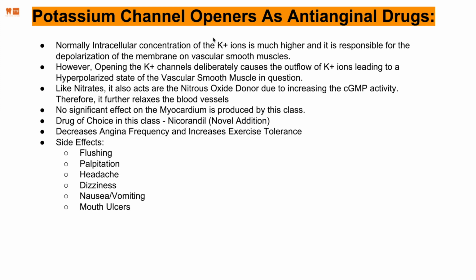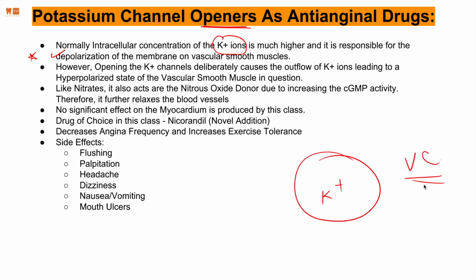Potassium channel openers. I kept stressing in the earlier section of the lecture why opener is so important. Normally, the intracellular concentration of potassium ions is much higher. It loves living inside the house. It is responsible for depolarization, so activation of the membrane. So basically, when potassium is inside the cell, there is vasoconstriction. That's what it means. So what do we need to do?